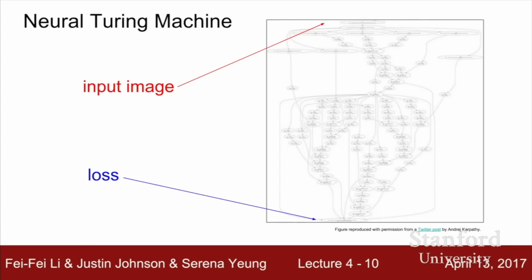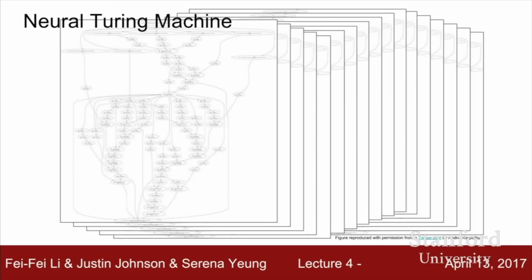And this can get even crazier with things like a neural Turing machine, which is another kind of deep learning model. In this case, you can see that the computational graph for this is really insane. Especially, we end up unrolling this over time. It's basically completely impractical if you want to compute the gradients for any of these intermediate variables.